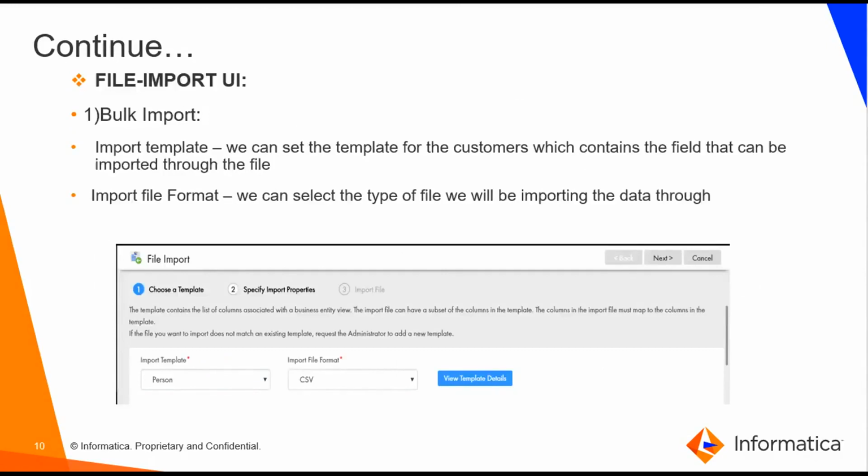Last is the file import UI. As we have bulk import in IDD, similarly we have file import in Customer 360. While bulk importing, we have to give the template file and the type of file we are going to import the data through, right? So similarly we have import template here, where we can set the template for the customers, which contains the fields that can be imported through the file. Next is the import file format. So we can select the type of file we will be importing the data through.